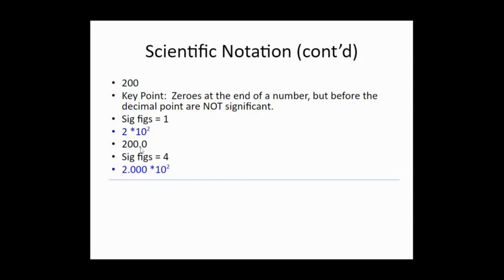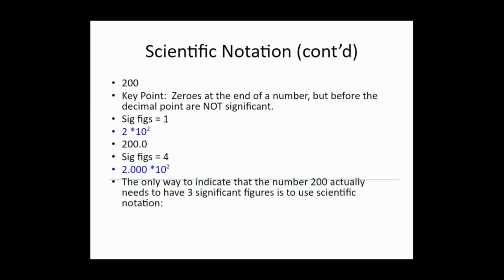Since we have to move our decimal 2 places to the left, we have times 10 to the 2 to communicate that this is 200.0. The only way to indicate that this number needs to have 3 sig figs is to use scientific notation. If you actually write 200.0 milliliters, for example, on your lab sheet, that is still correct.